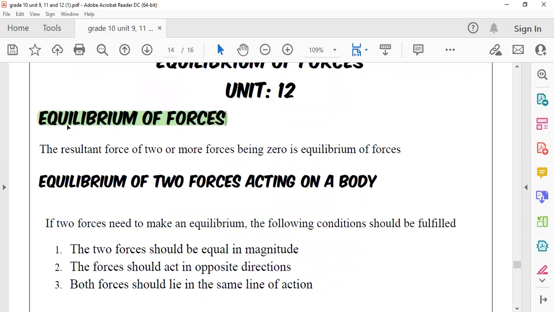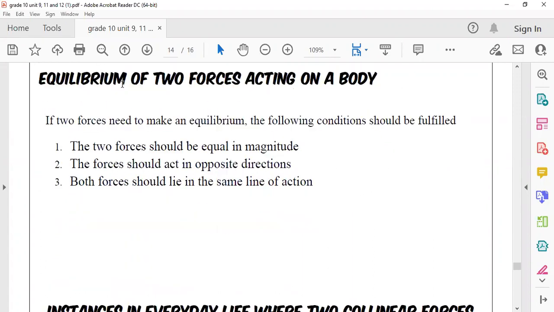Equilibrium of forces. You studied resultant force, correct? The simple idea for equilibrium is, if the resultant force is zero, then will there be a change? Will there be a movement? No, sir. In that case, it is called equilibrium. Understood?